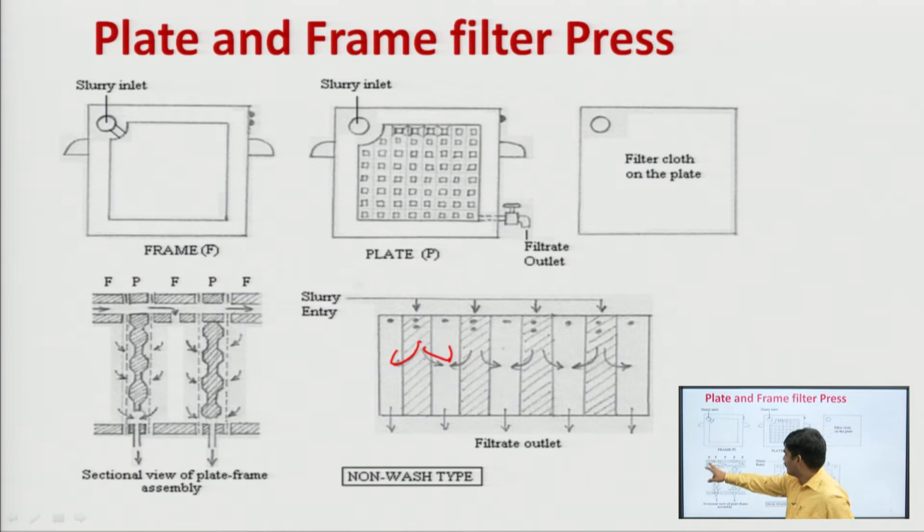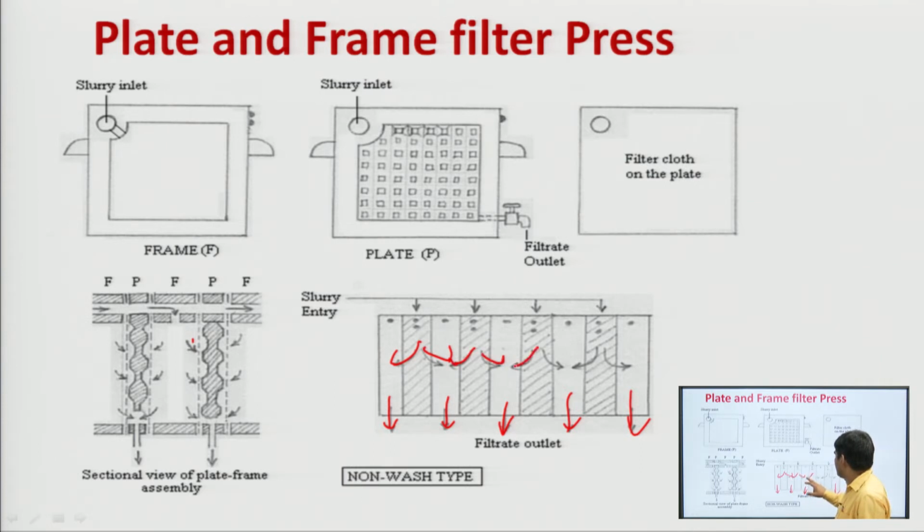Here also you see the slurry passing from the frame to the plates, and from the plates the liquid is passed while the solid particles are retained in the frames, and the filtrate is collected through this filtrate outlet. In a similar fashion, in all the frames the slurry enters, and after filtration the liquid passes to the plate, and from the plate we can collect it at the filtrate outlet.